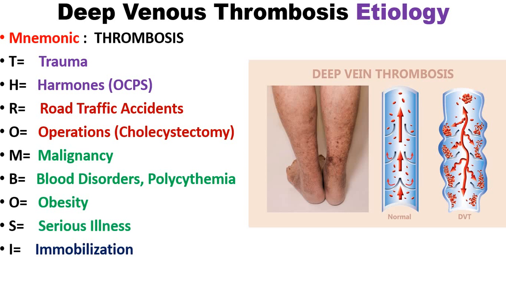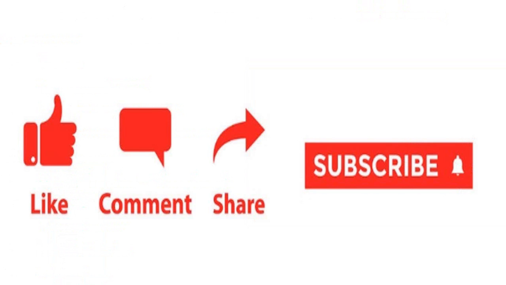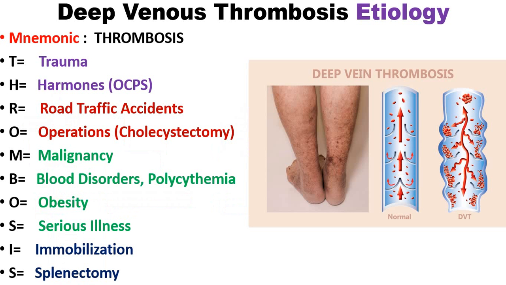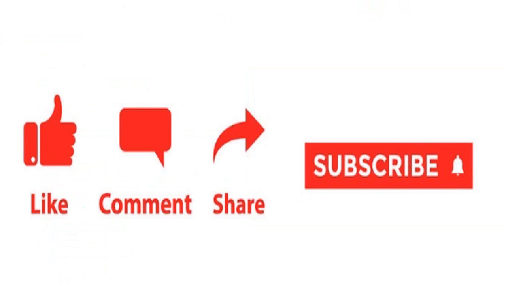I for the immobilization, like the different types of fractures, patient is bedridden or hospitalized, it can also cause the DVT or the deep vein thrombosis. The last one is the S, and this is S for the splenectomy. It can also cause the deep vein thrombosis. So this is all about the deep vein thrombosis.